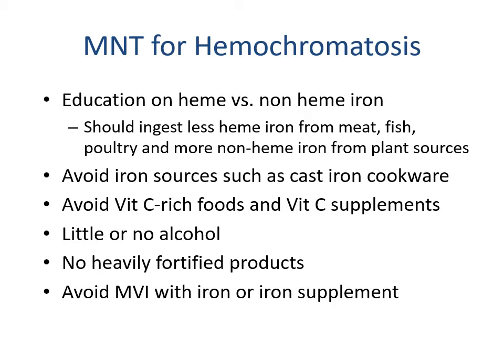We need to educate our patients on heme versus non-heme iron sources. So in a perfect world, these patients would ingest less heme iron from meat, fish, and poultry, and would get more of their food from non-heme sources. So they'd be ingesting, in essence, almost a vegetarian diet, right? And they'd be getting non-heme iron, which is much less absorbed. We want to avoid iron sources such as cast iron cookware, avoid vitamin C-rich foods and vitamin C supplements, avoid or minimize alcohol intake, avoid heavily fortified foods, and avoid a multivitamin with iron or taking an individual iron supplement.